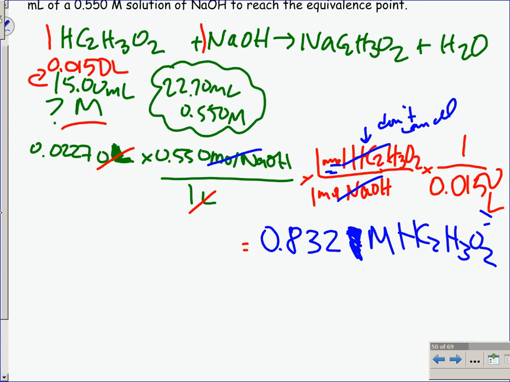Comparatively, I had 0.55 molar of this, right? I required 23 milliliters of it. How much of this did I require? Only 15. So who should be more concentrated if they're trying to neutralize each other? The acid should be more concentrated than this, because this required slightly more milliliters, whereas this required lower milliliters, so there's a balance.